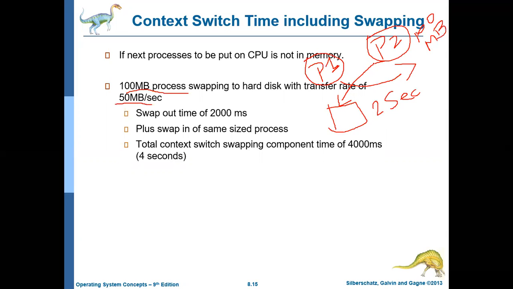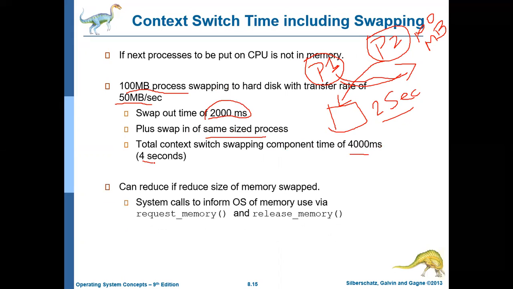Similarly, to swap out P2, we need 2 seconds. And to swap in P1, again we need another 2 seconds, because P1 also occupies 100 MB and the transfer rate is 50 MB per second. So totally we need 4 seconds. The swap out time is 2000 milliseconds, which is nothing but 2 seconds, plus the swap in time, which is the same. So totally 4000 milliseconds, that is 4 seconds, are required. Right?